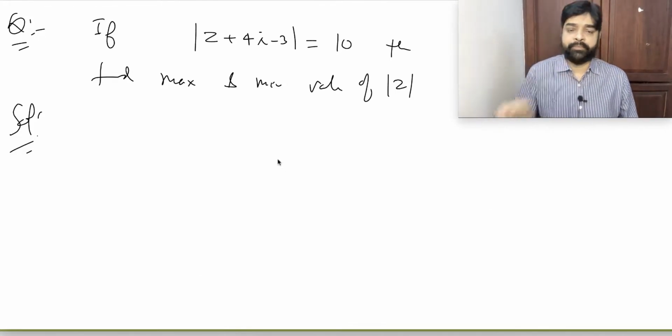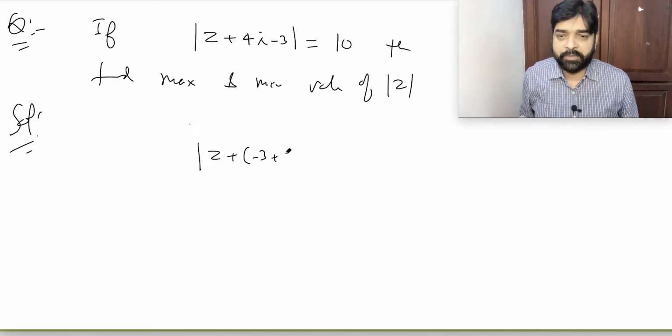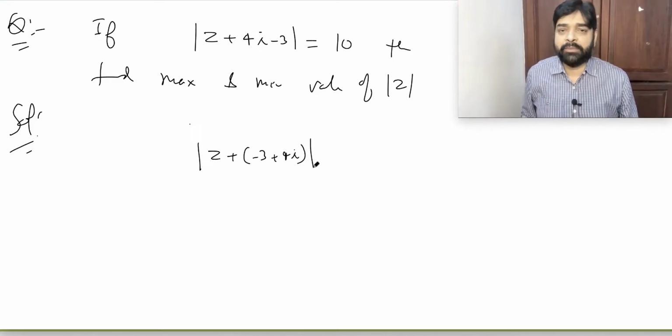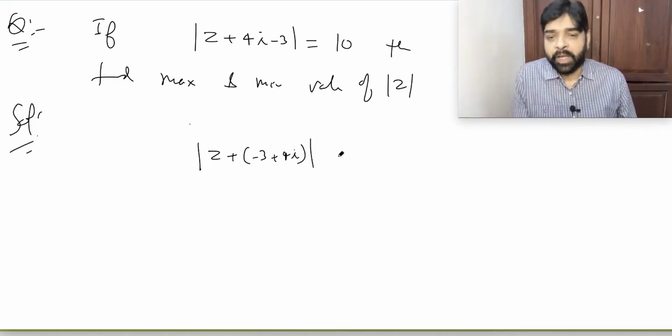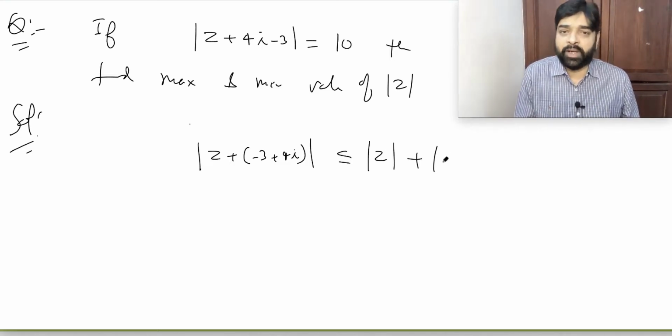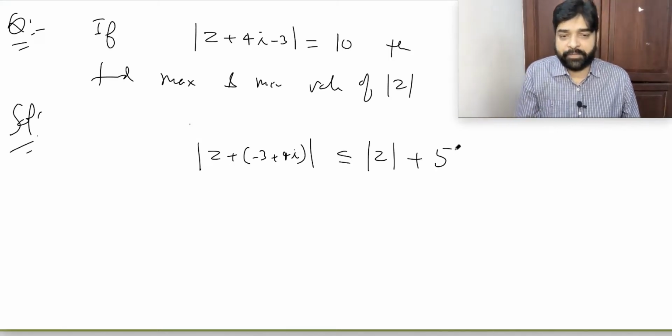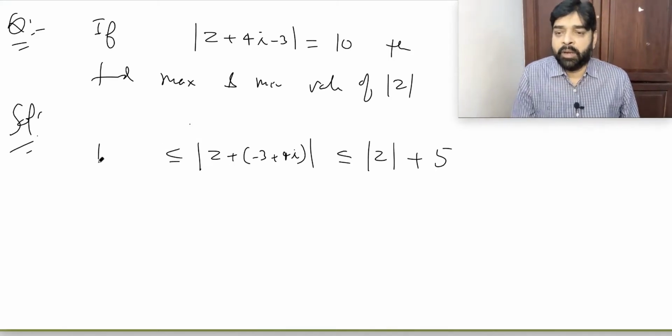Check it here. This we can write what? Mod of z plus minus 3 plus 4i, I'm just writing in the form of a plus ib, will always be less than or equal to mod of z plus, this is my z1, this is my z2, mod of minus 3 plus 4i. What is the mod of minus 3 plus 4i? Root of 9 plus 16, that will become root 25, means 5, greater than or equal to mod z minus 5 whole.